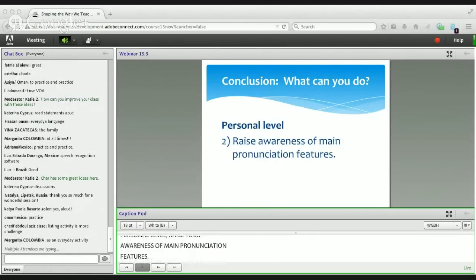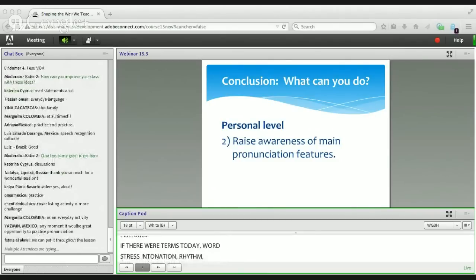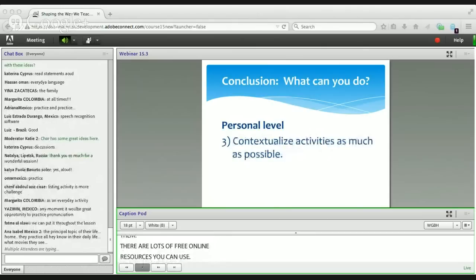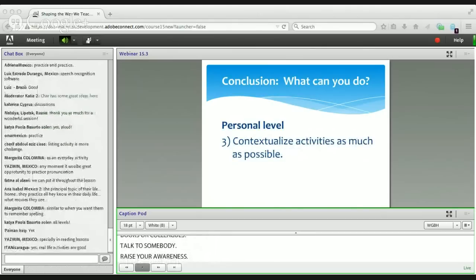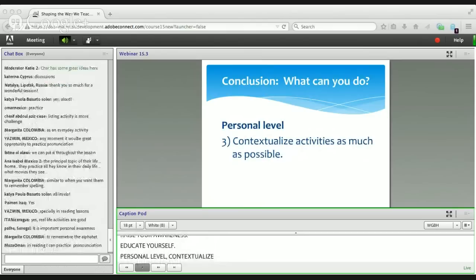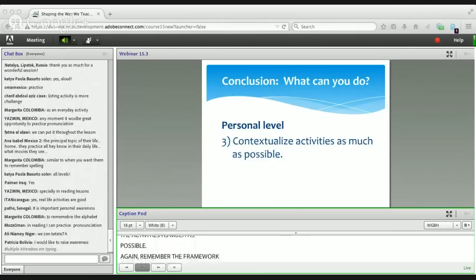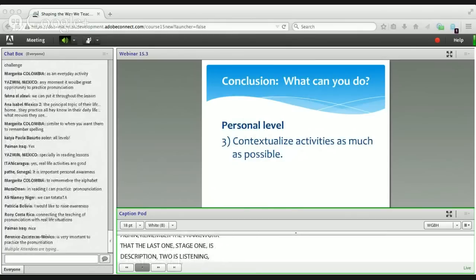There are lots of free online resources that you can use, books or colleagues. Talk to somebody, raise your awareness, educate yourself. On a personal level, contextualize activities as much as possible. Again, remember the Celce-Murcia framework: stage 1 is description, 2 is listening, 3 is drilling, 4 is controlled practice, but the last one is communicative practice.